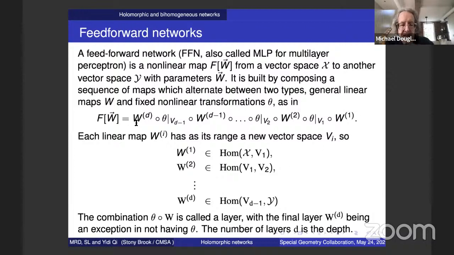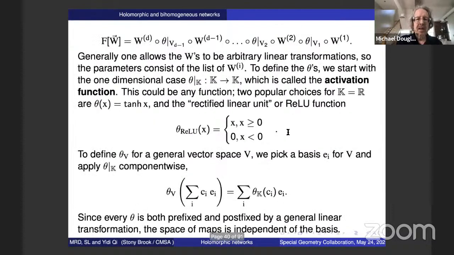Theta composed with W is generally called a layer, except for this last one that doesn't have a theta. The simplest thing like this you could do would be a depth 2 network, W composed with theta composed with W, but you can go to arbitrary depth. And that's a feed-forward network. The parameters are the choices of these maps W. So it's very explicit, but it has this interesting nonlinearity in the definition.